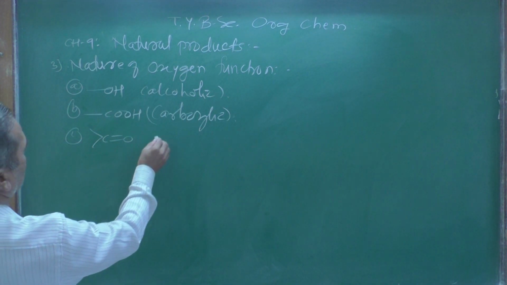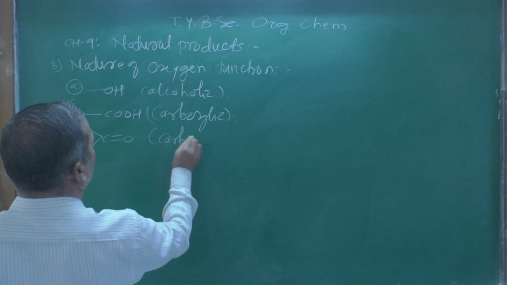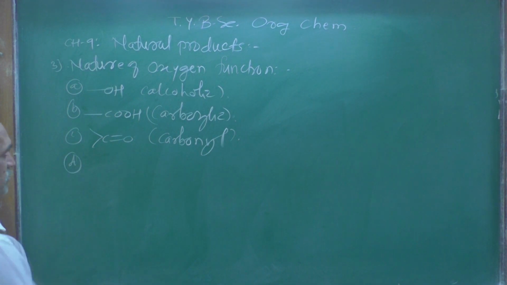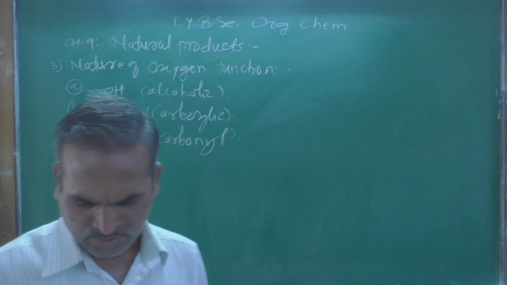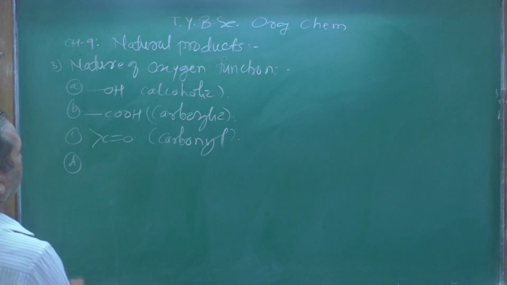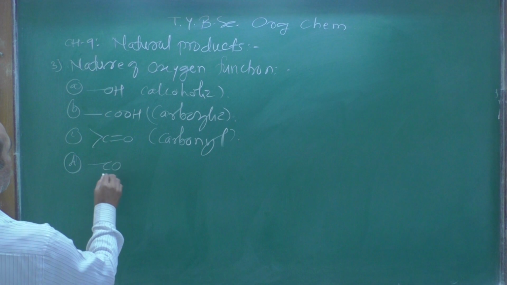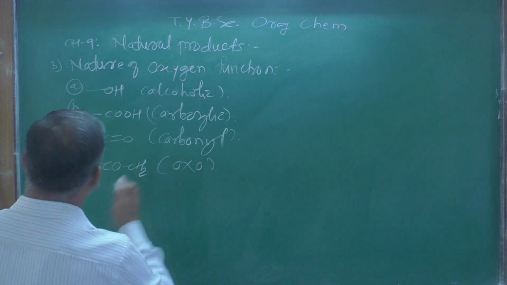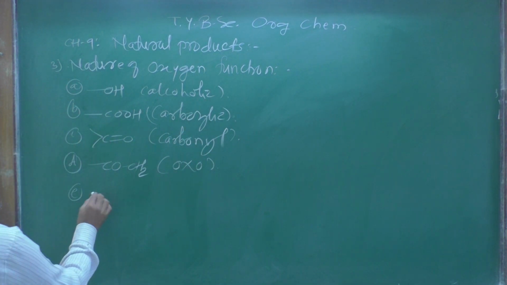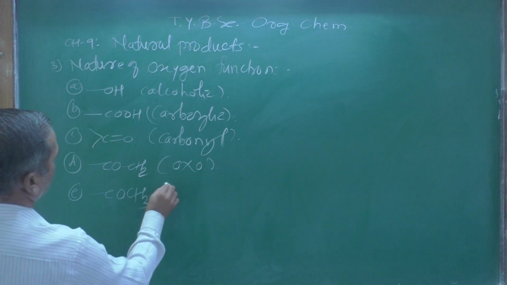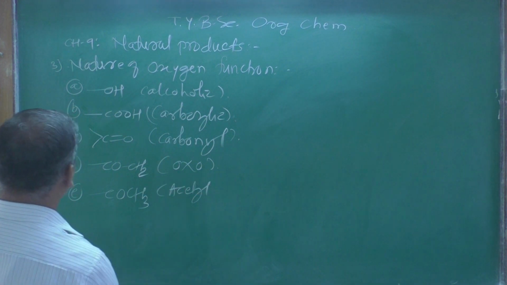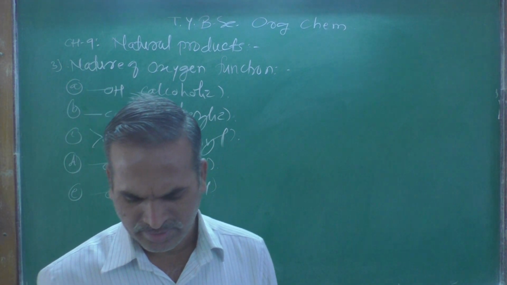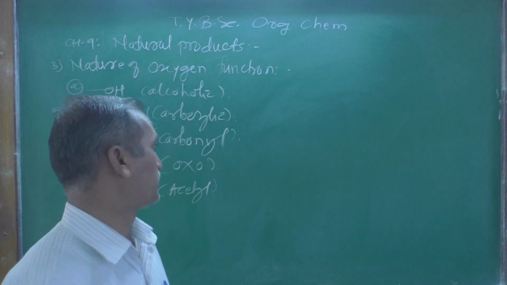Or it may be present in another form, that is a carbonyl group. Then the oxygen atom may be present as CO, CH2, that is an oxo group. Then it may be present as CO, CH3, that is an acetyl group. And each can be detected as follows.